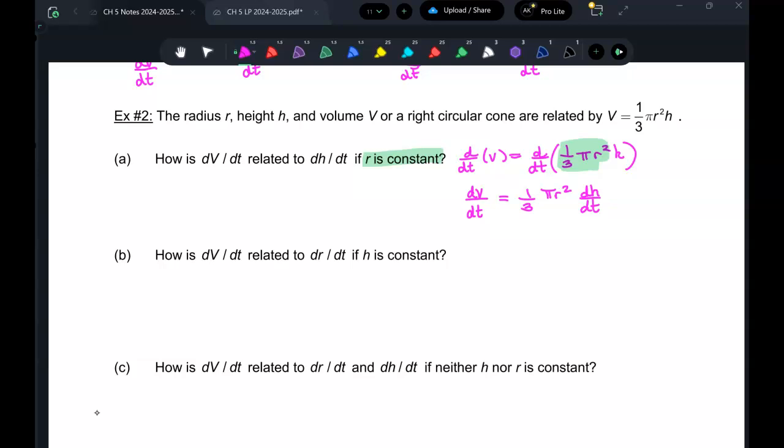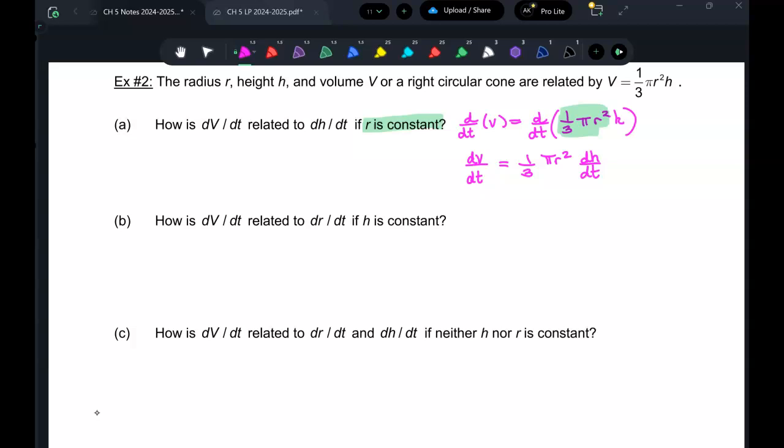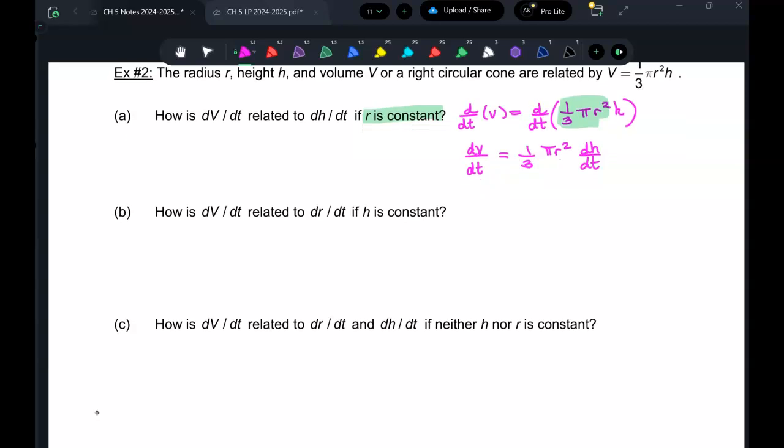So here's what we're basically doing. We're going to take turns with what this would look like if the radius was constant. Now what if the height was constant? So it's just basically what the question's asking. It's 1/3 pi, it's just r.